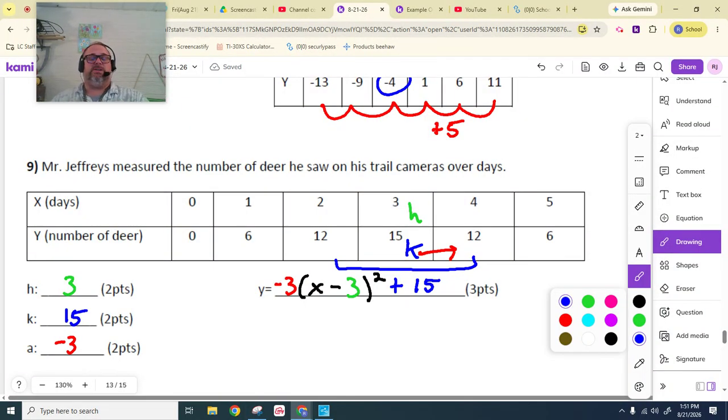Now, that's it for the practice test. This is your first one. You get another one Monday. It's going to be the same setup, maybe more room to write, especially on number 9.